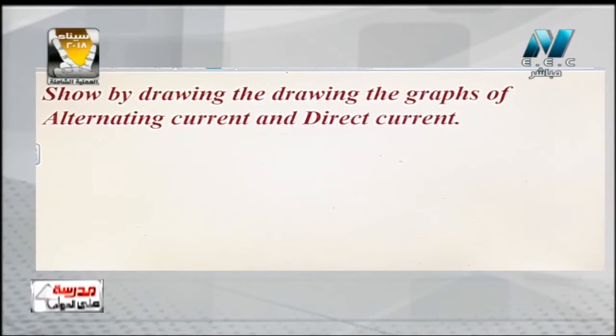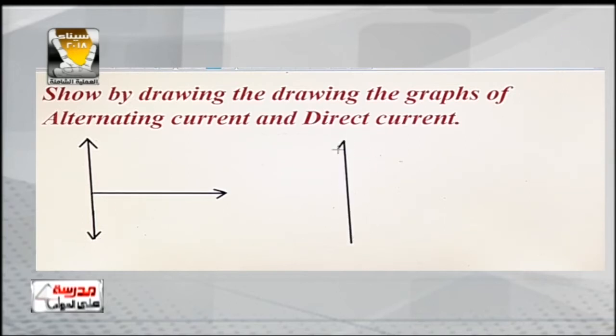You only show by drawing. The drawing of the graphs, as we here have of the alternating current and direct current. How can we draw alternating current and direct current? Let's look together. Here for alternating current, we have 2 axes: the axis of electric current intensity, and another axis of what? Axis of time. And another one also has 2 axes, one of the I and one of the what? Of T.